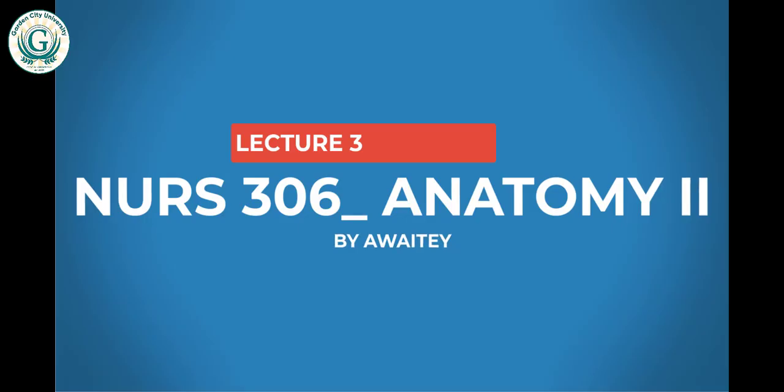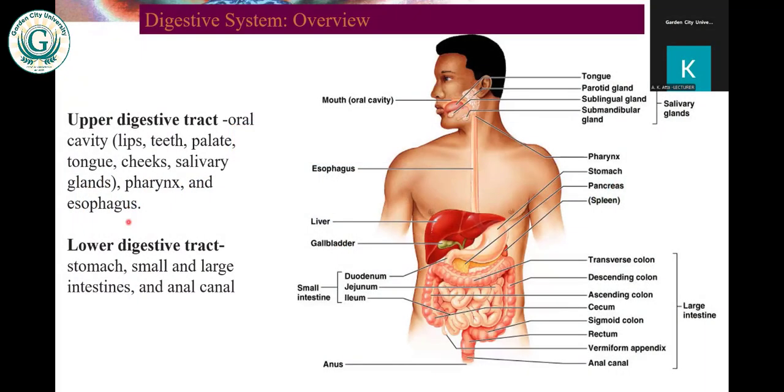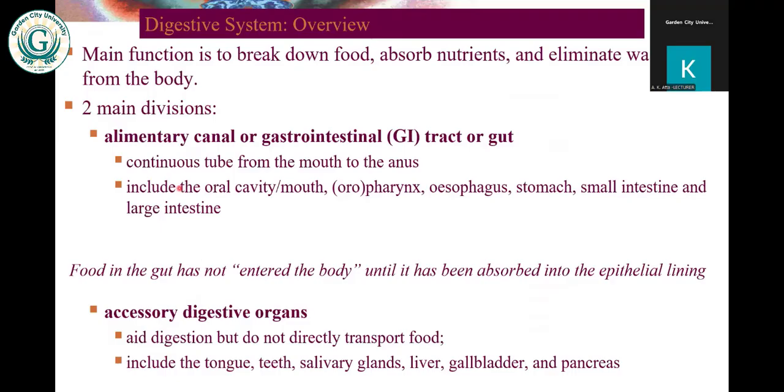Okay. So the last week when we met, we looked at the digestive system, the gross anatomy of the digestive system. I expect the physiology lecturer to continue the rest. So we looked at the main function of the digestive system, to break down food into simple units that the body can absorb. And of course, the undigested food will be eliminated. We looked at the two main divisions, the gastrointestinal tract and the accessory digestive organs.